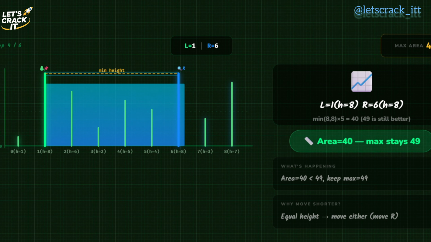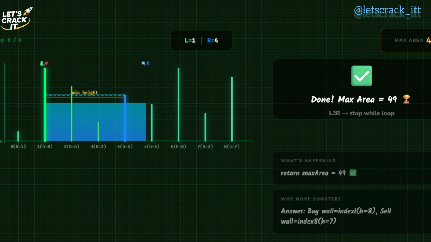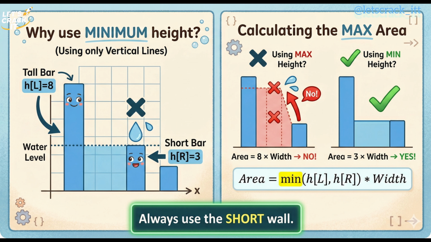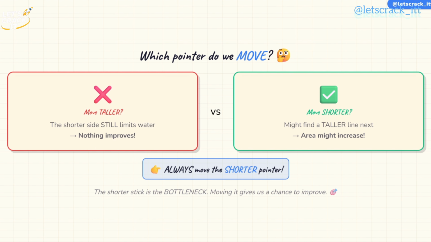So what can we control? Height. So our goal becomes: try to find a better height while width decreases. Now the big question, which pointer do we move? Here is the logic. The water level depends on the shorter height. That is the bottleneck. So if we move the taller height, nothing improves because the smaller one is still limiting us. But if we move the smaller height, we might find a taller one next, and that can increase the area. So we always move the shorter pointer.